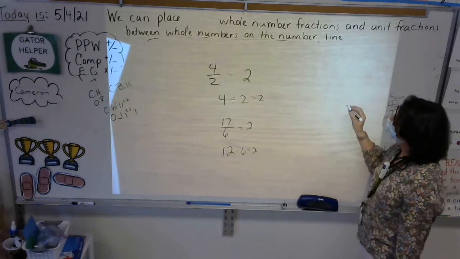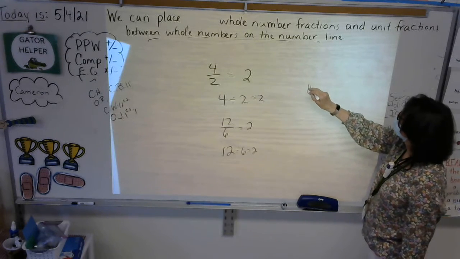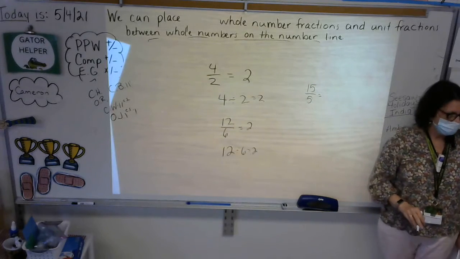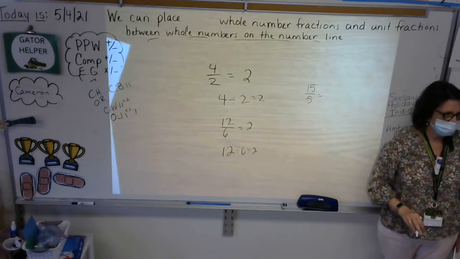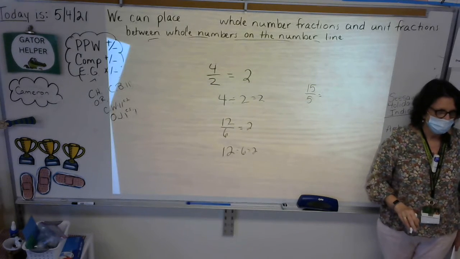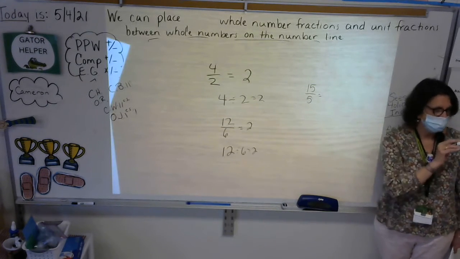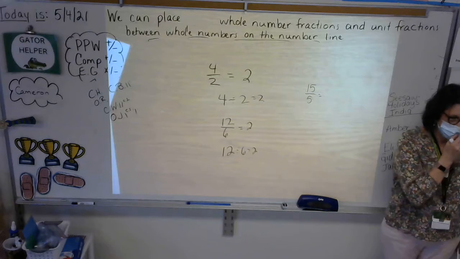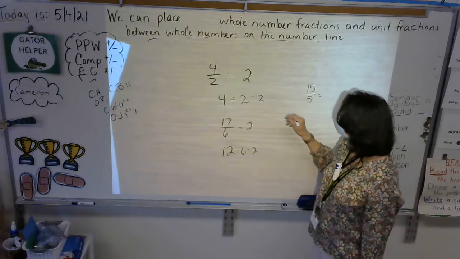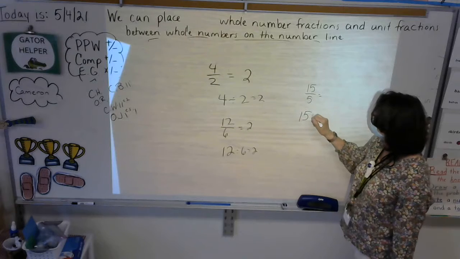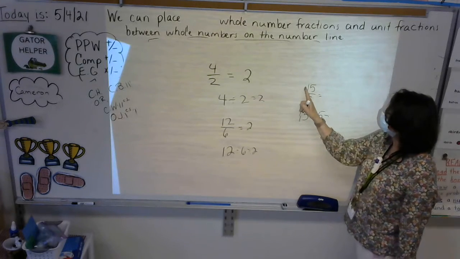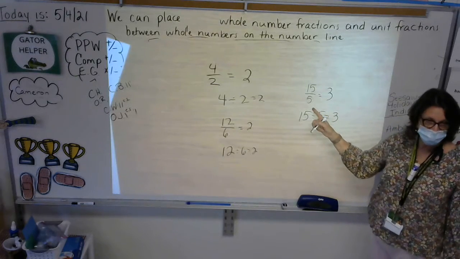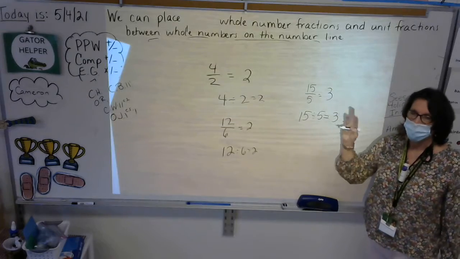Let's do another one. Fifteen-fifths. Write the division sentence for that. Okay, what division sentence will you write, Kalia? 15 divided by 5. Very good. Another way to say this is 15 divided by 5, and that equals 3. So where will we find 15/5 on the number line? We will find it at the whole number 3.